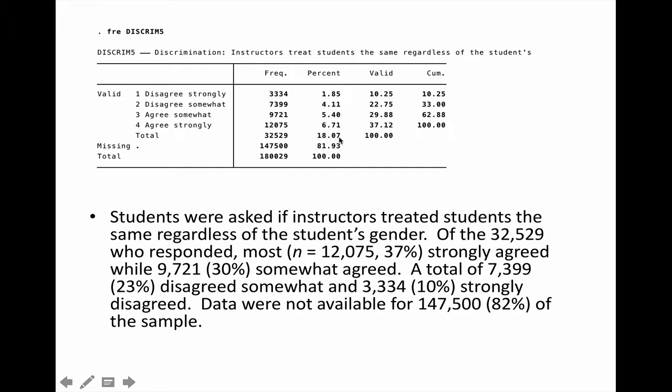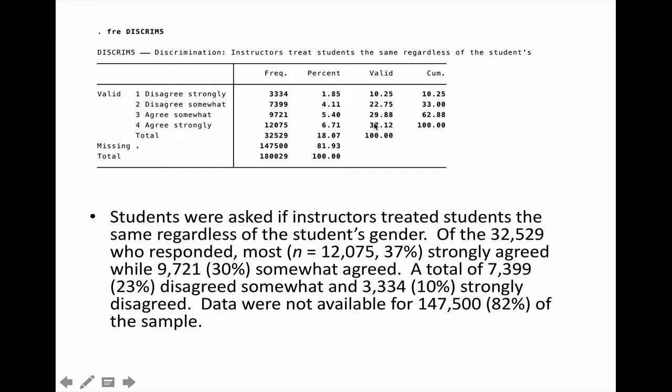We've only got 18% that actually provided an answer to this question. Maybe not everyone was asked the question. I don't know how Pew did this. But given that we don't have a lot of responses, I started out by saying of this many who responded, okay, of these people, and then I reported the valid percents. Because there's a big difference between saying 37% strongly agreed and 7% strongly agreed.